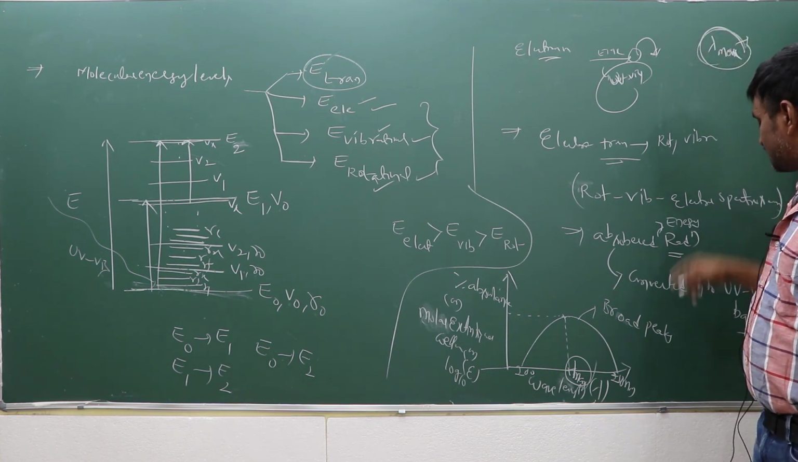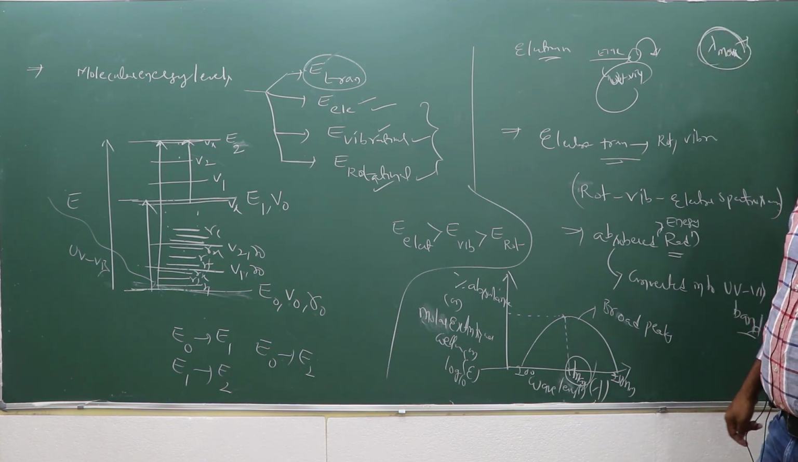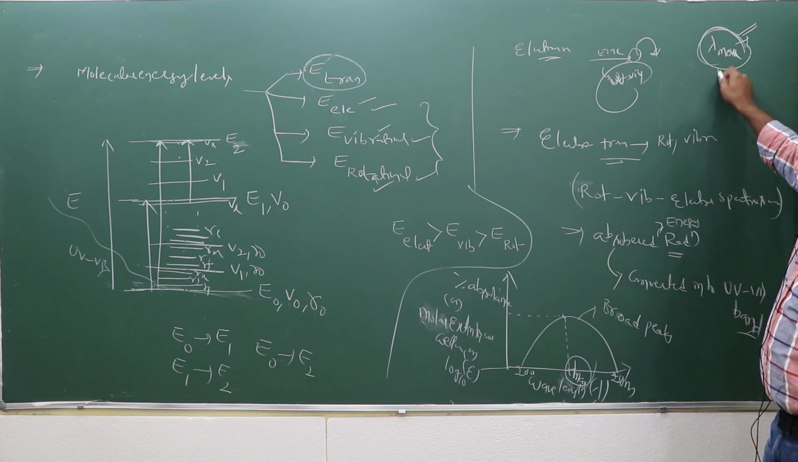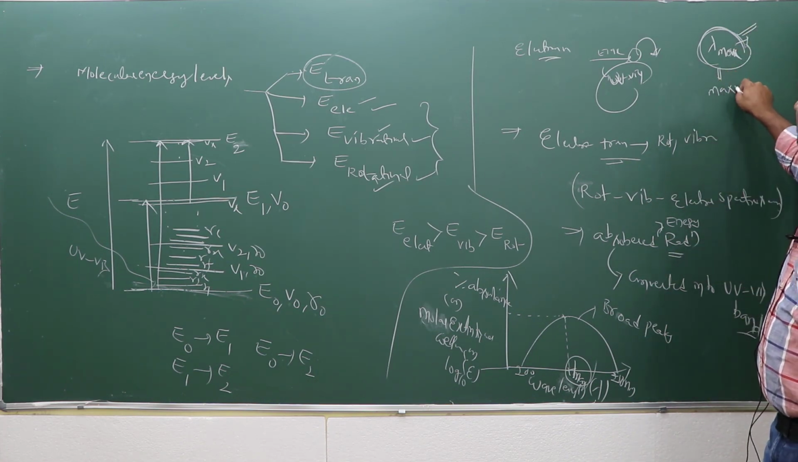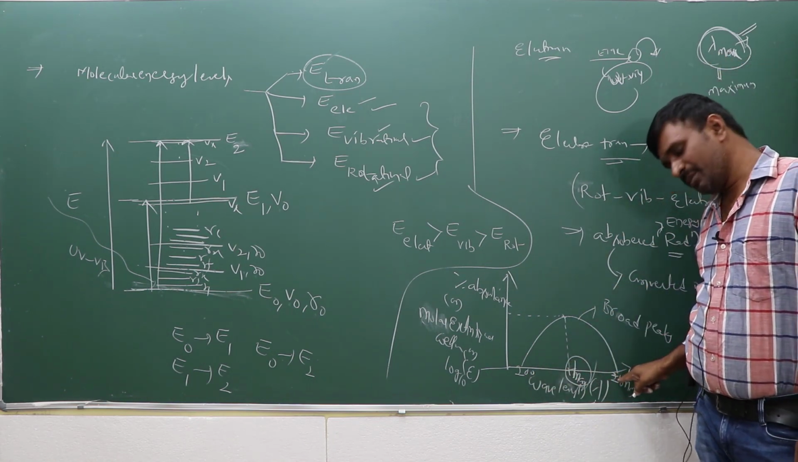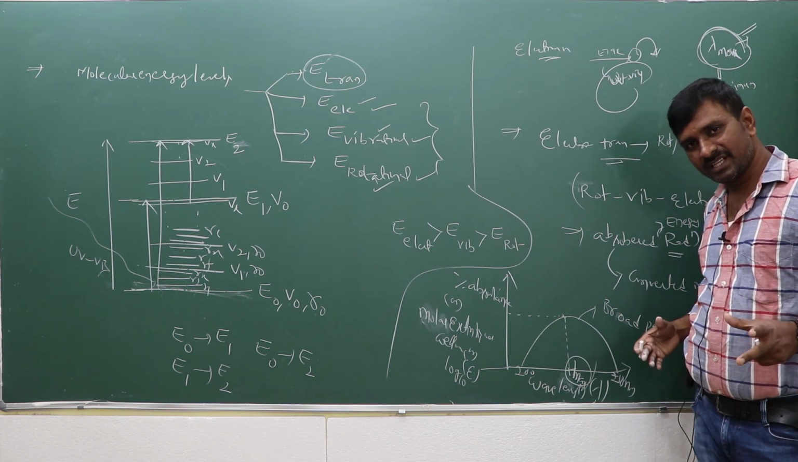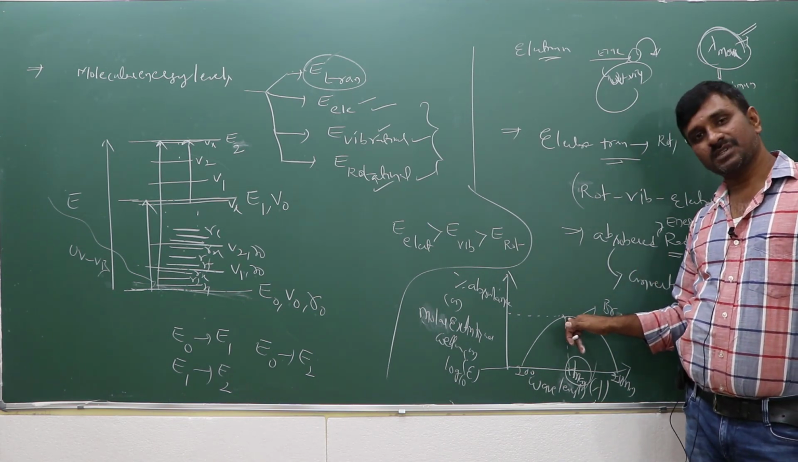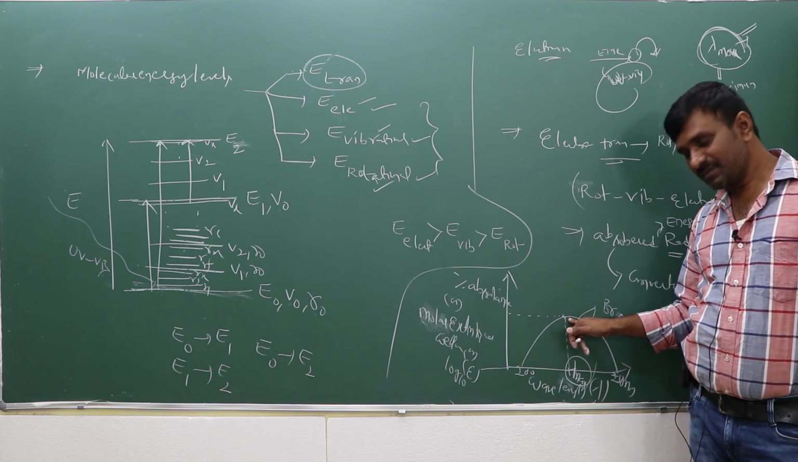Lambda maximum is the position of the signal, that means the position of the UV visible band. So we can identify that lambda maximum. Lambda maximum is where maximum absorption takes place, at that wavelength. In the 200 to 250 nanometers range, absorption may take place.